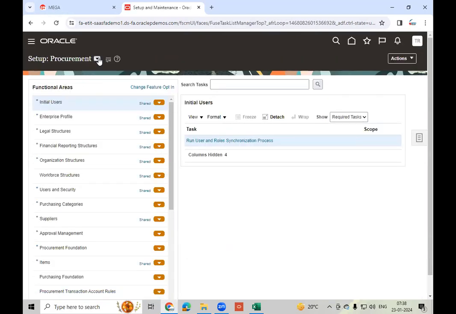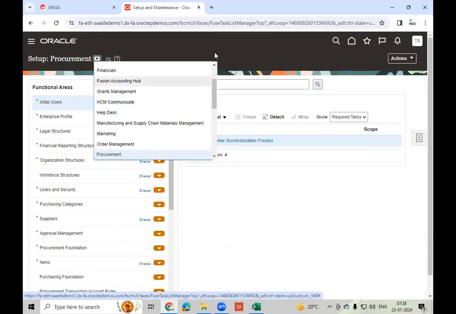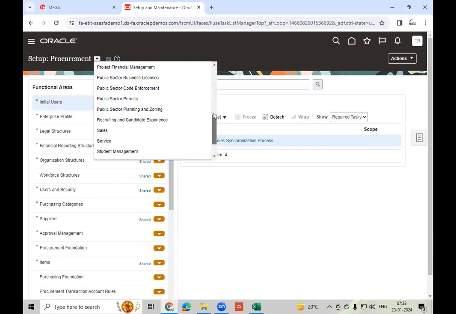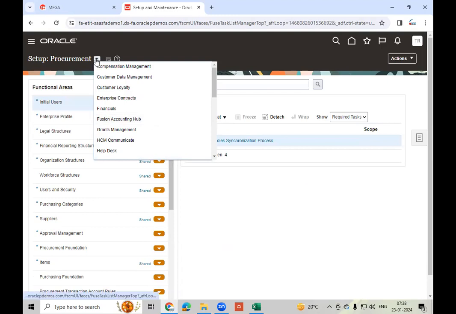Here you will find the list of offerings. How will those be listed here? Directly, this list will not appear in the licensed version. This drop down list will be blank. So first you have to enable offerings. After enabling offerings in the Functional Setup Manager, in this place, this list will appear.